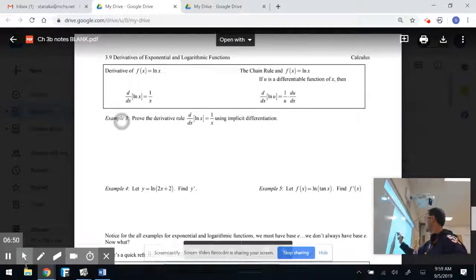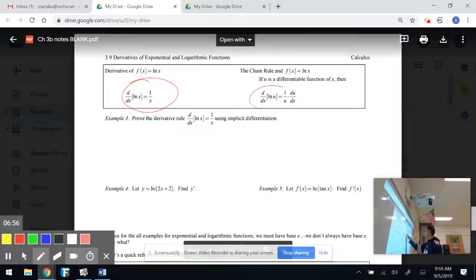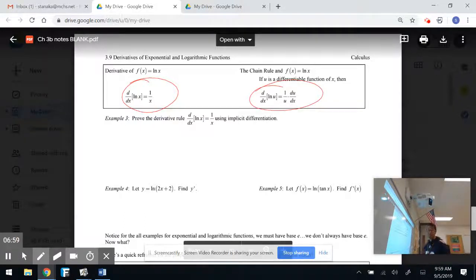All right, so here we go. Derivative of the natural log of x. Boom. What if there is more than a plain old x? Boom. You kind of probably already knew how to do it. So let's go ahead and practice some of these bad boys.